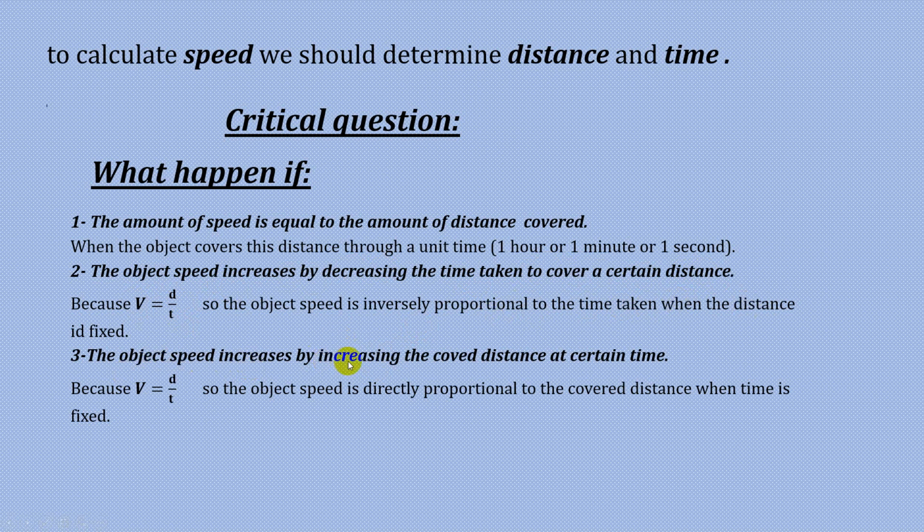The object speed increases by increasing the covered distance at a certain time. It means that when the speed increases, the distance increases. So these two values are directly proportional. Let's repeat this again. When the speed increases, time decreases. This relation is called inversely proportional. But you should make the third value constant, meaning make D constant. Then when the speed increases, the distance increases. When the speed decreases, the distance decreases. This relation is called directly proportional.